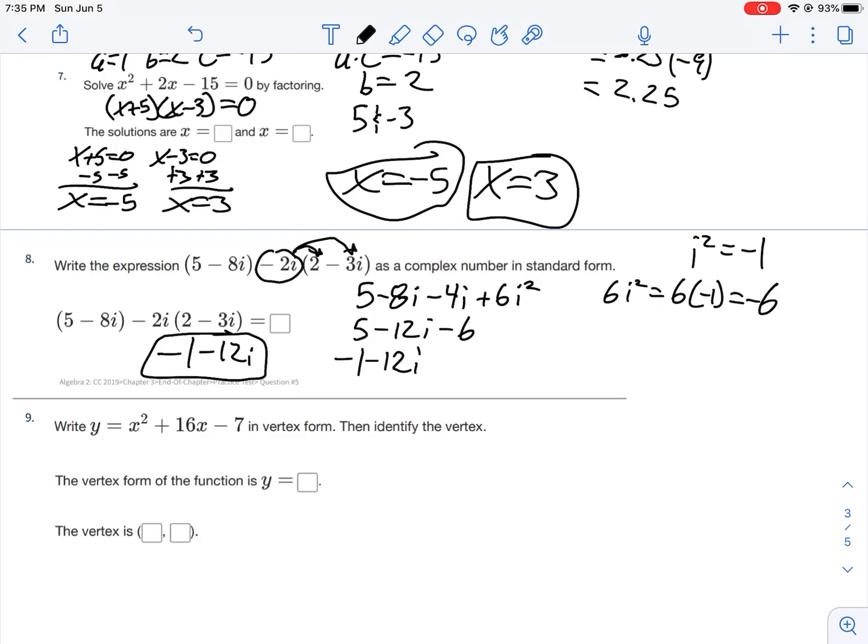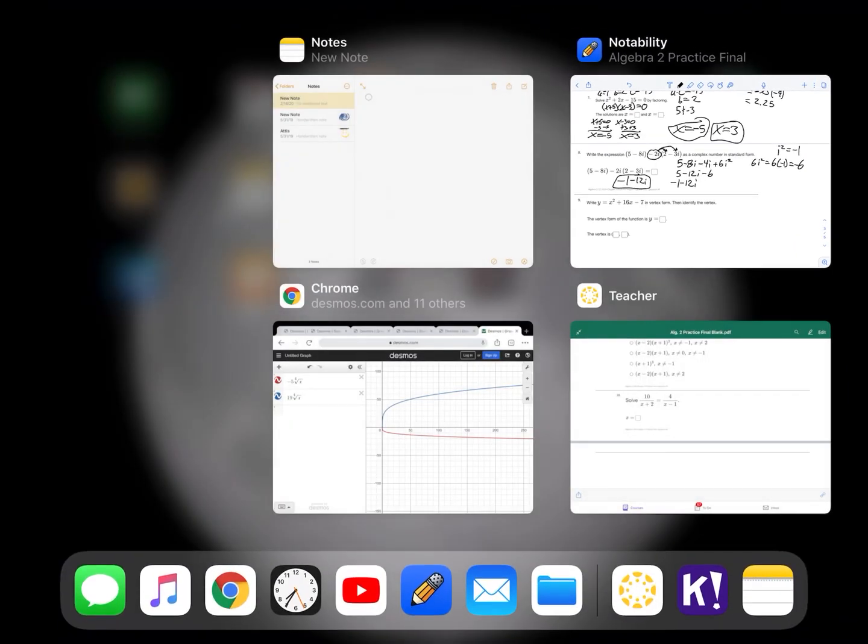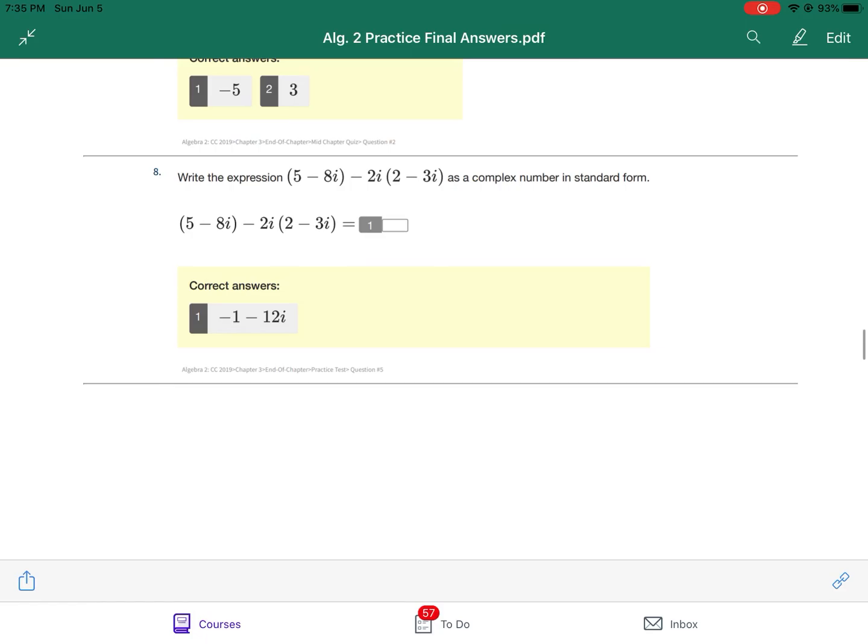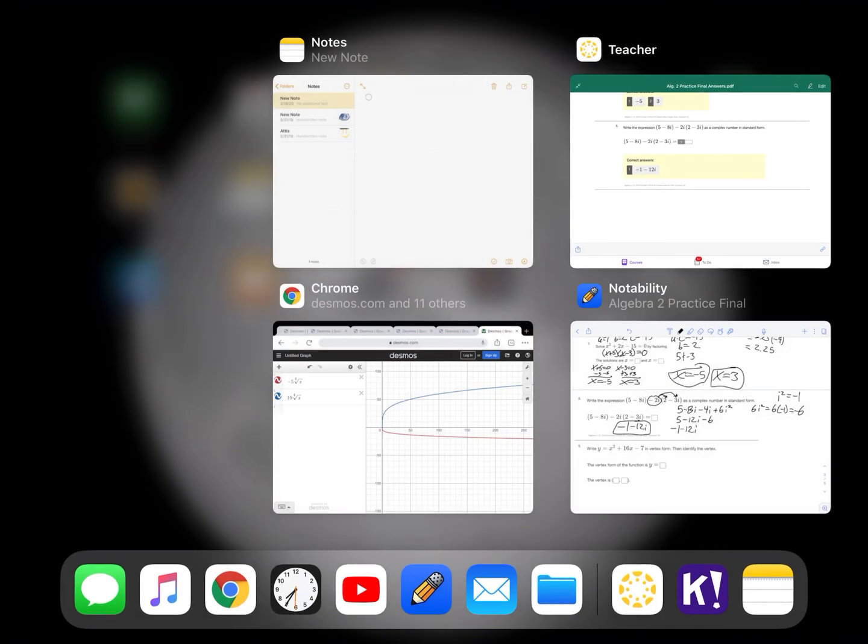Now, again, I'm going to double check that one. It's question 8. I probably should have just left the answers in these ones. Negative 1 minus 12i.